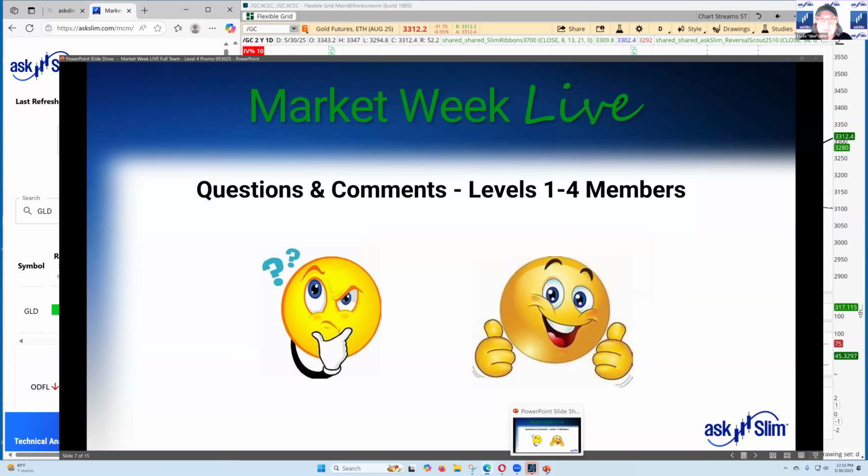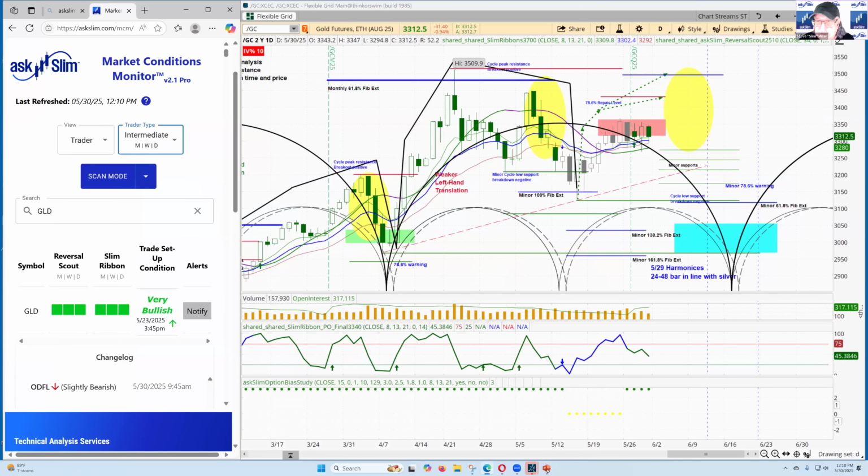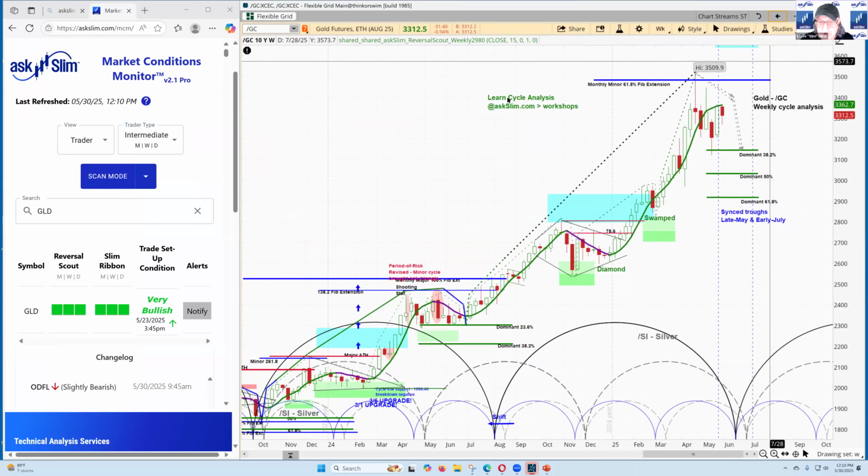So we're going to switch over here to the gold market, the first one we're going to look at. This one's very interesting. I'm going to start on the weekly. We'll start by looking at the trade setup conditions. I'm on the intermediate right now, and what we're looking at is our built-in algorithms, which tell us about the momentum conditions. When you're in a specific condition, you're likely to stay in that condition.